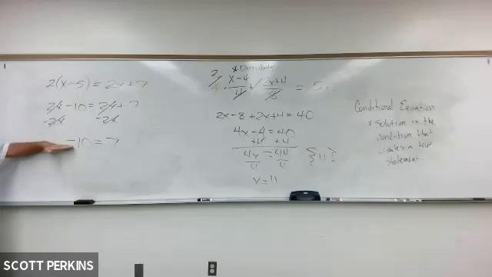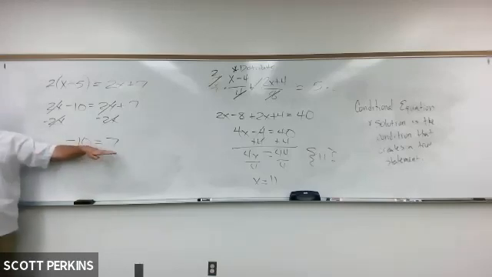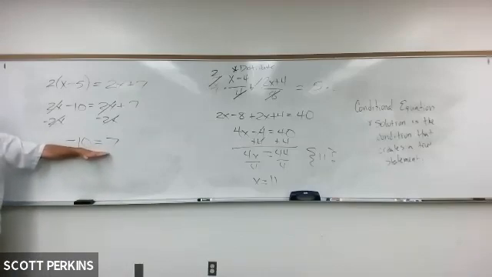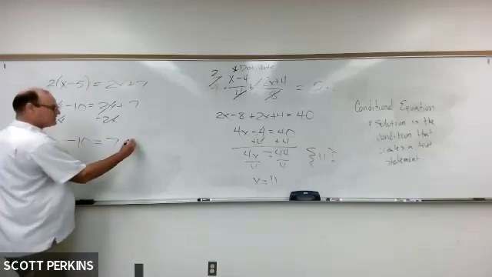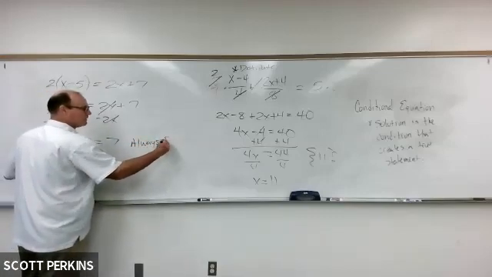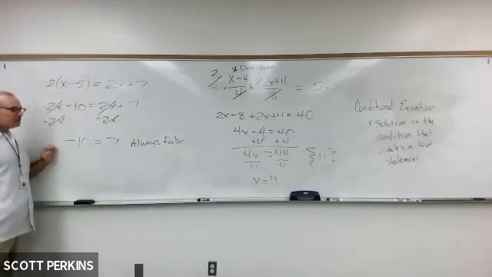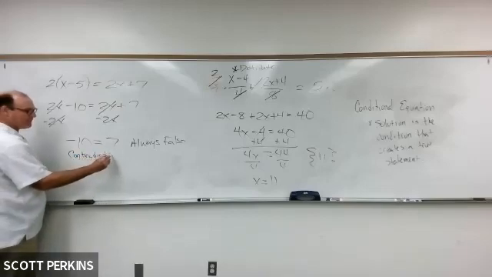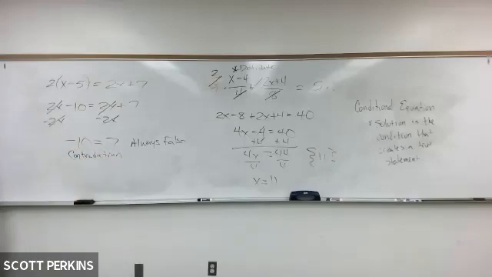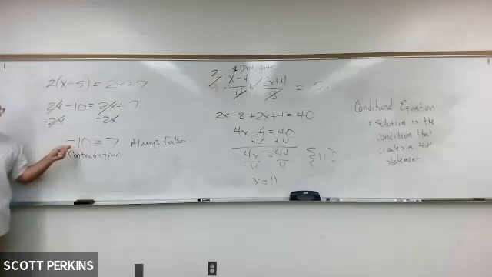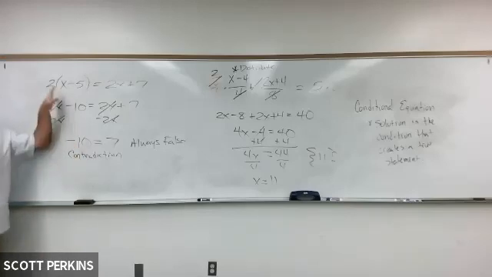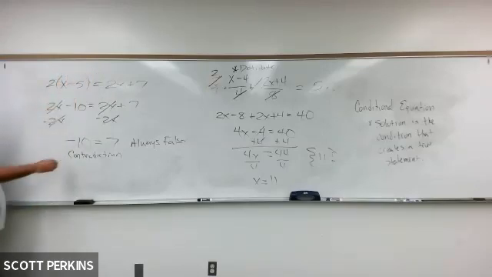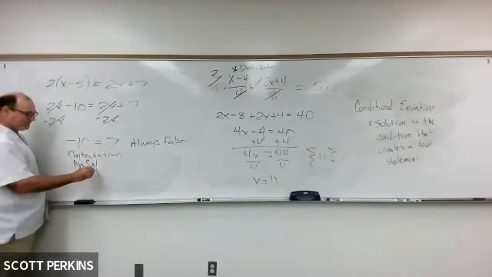Well, is this a true statement or a false statement? Is negative 10 equal to 7? Oh, that's false, right? Will that ever be true? Is there any way, any condition that I could make that true under? No. So this is always false. So this is called a contradiction. What this is telling you is that there was no condition under which the original equation was true. It can never be true. So a contradiction has no solution.